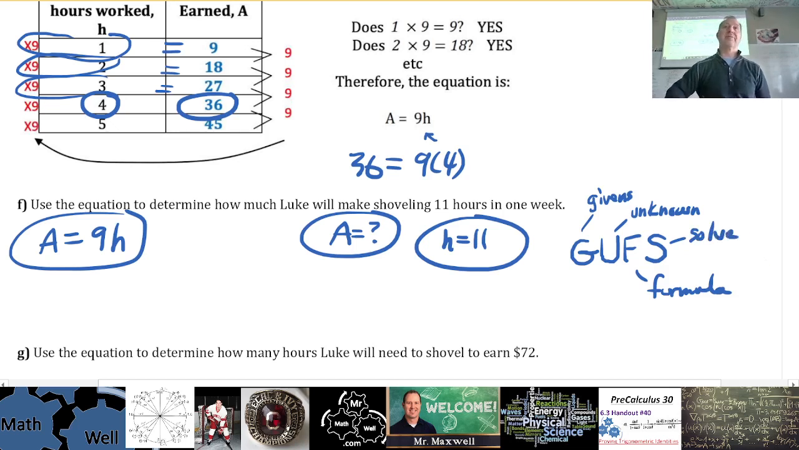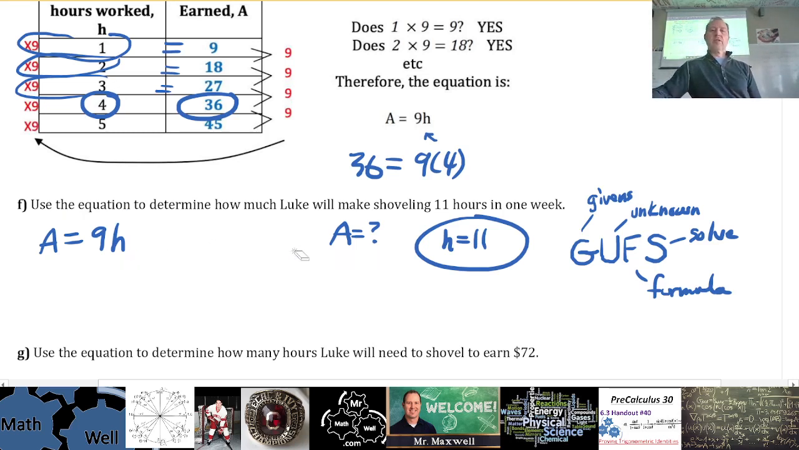Okay? So GUFS: what's given? What's unknown? What's your formula that connects those two things? Maybe there's more than two. And then go ahead and solve. So A equals 9H, that's the third part. And I'm only going to circle my answer, so I'm going to erase those circles.